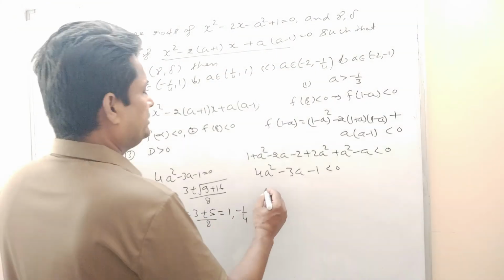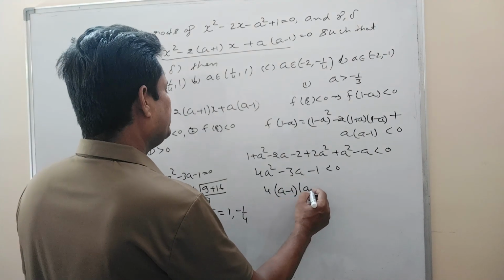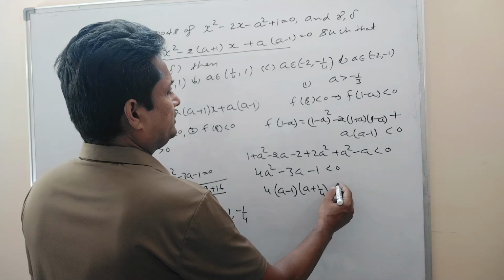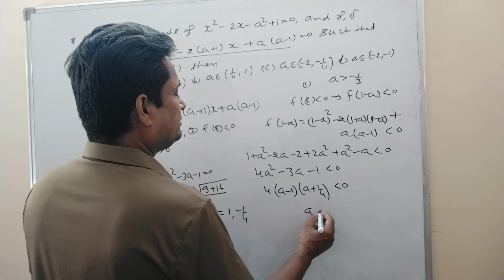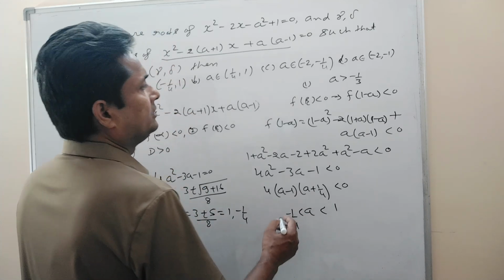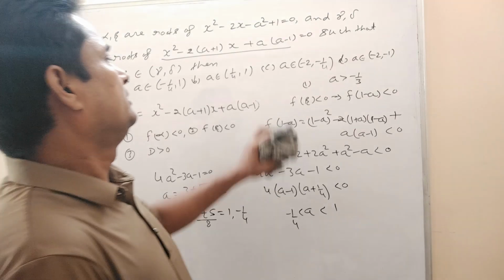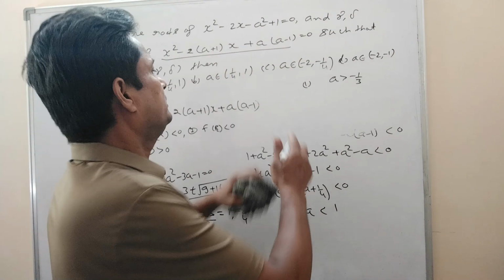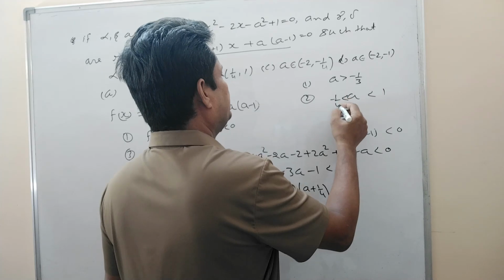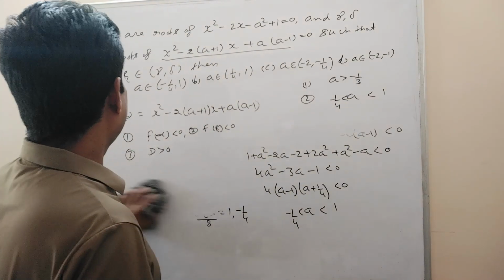So this can be written as 4 into a minus 1 into a plus 1 by 4 is less than 0. So answer of this one is minus 1 by 4 to 1. So answer from second condition is coming. Answer from second condition is a lies between minus 1 by 4 to 1. This is the answer from second condition.